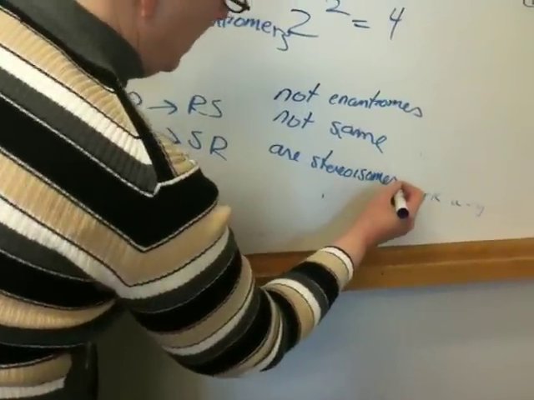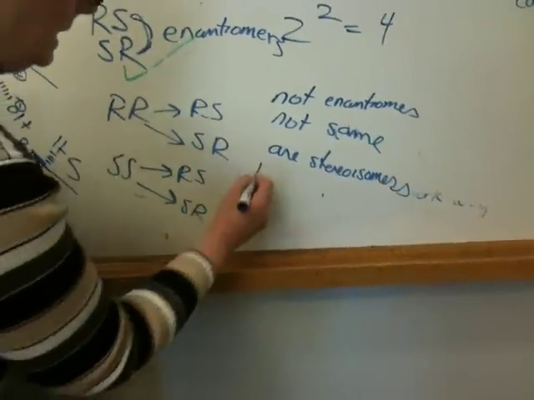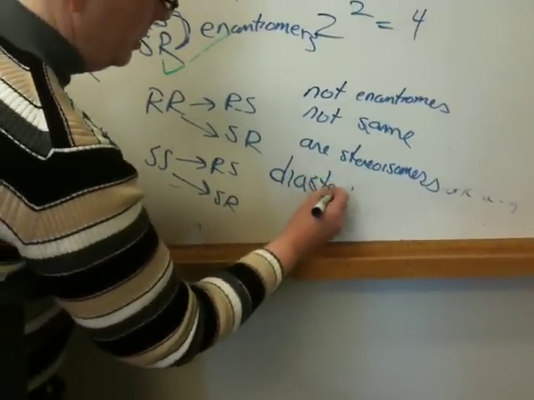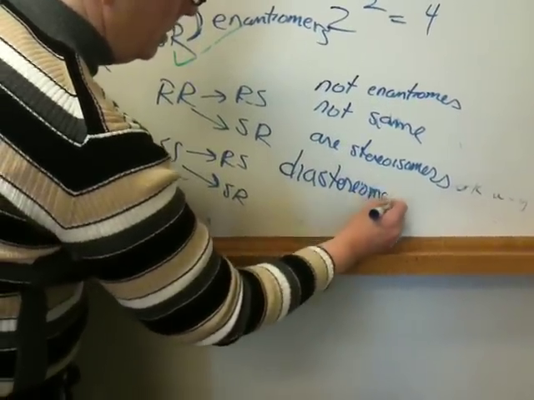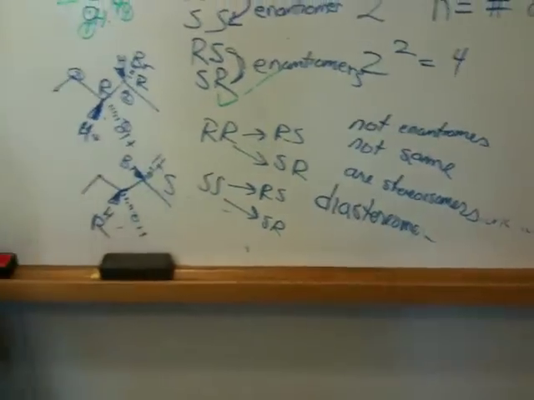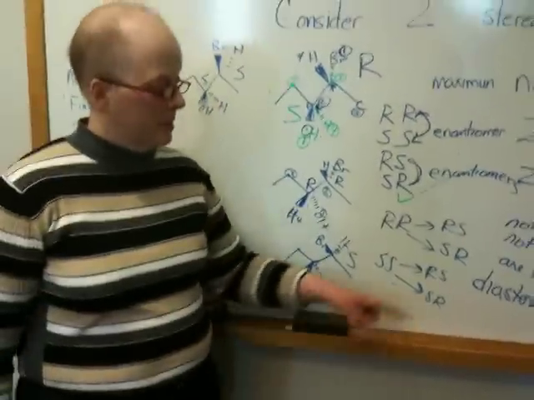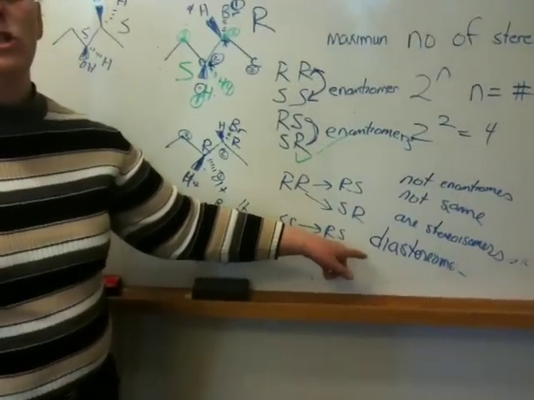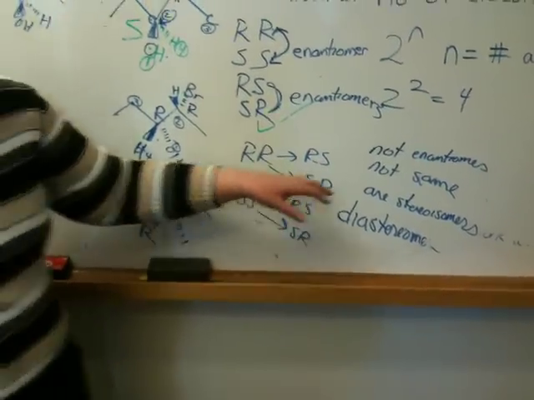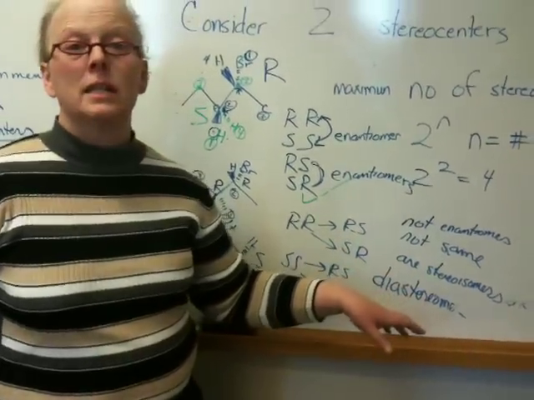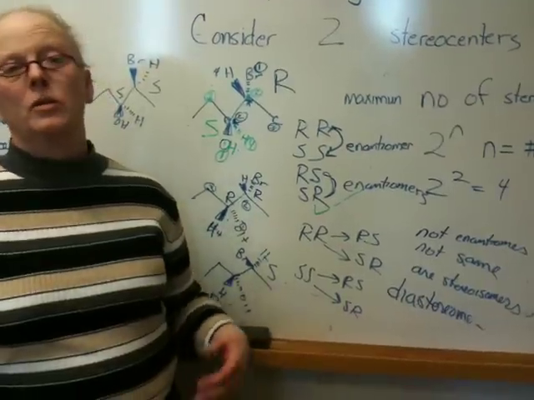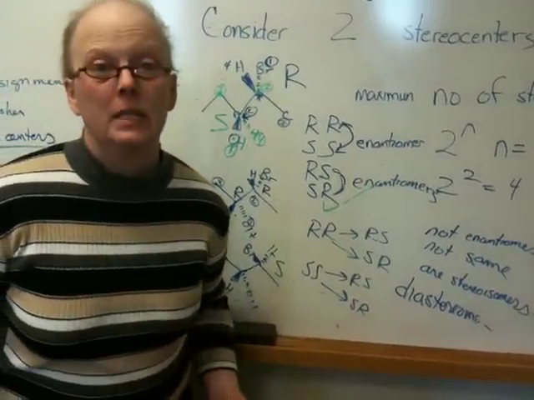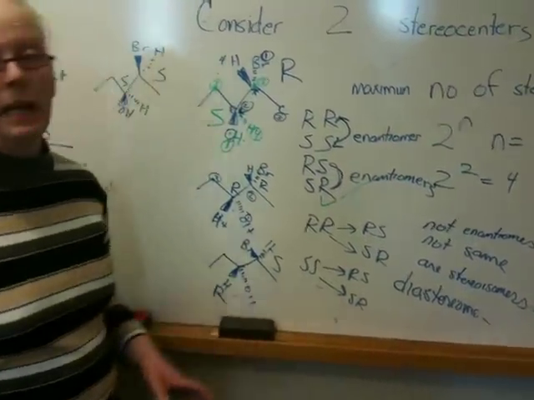So what are they? These are diastereomers. Okay? And in the world of stereochemical relationships, this is the most distant relationship. It's kind of like cousins. I always say enantiomers are like twins, identical twins. Diastereomers are like siblings. You can tell them apart.